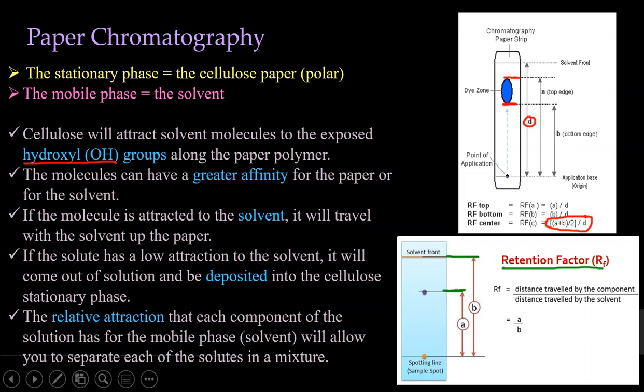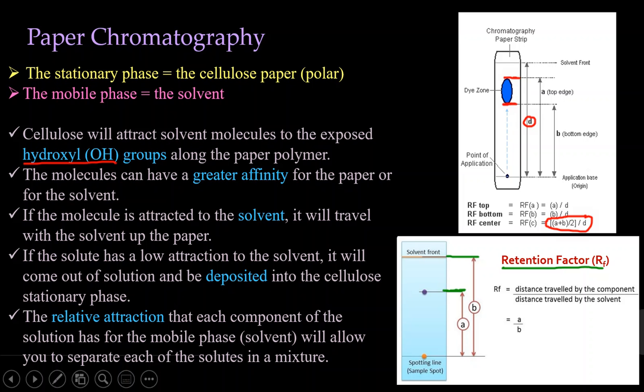In various trials, they should be the same. But really, even though it's a numerical value, it is just one little data point, because unless you have a baseline and something to compare to, all it's telling you is that the one that travels the furthest is more attracted to the solvent, and the one that doesn't travel as far is more attracted to the paper.